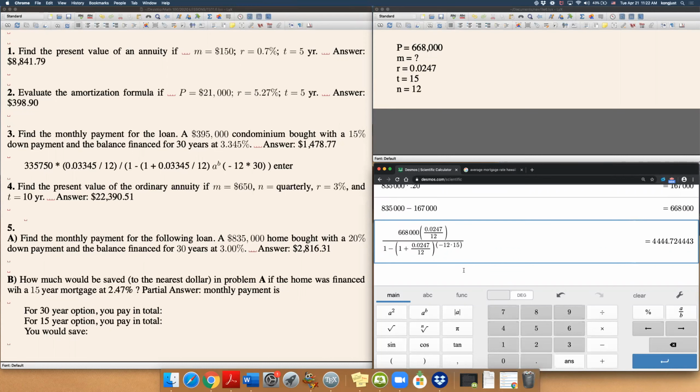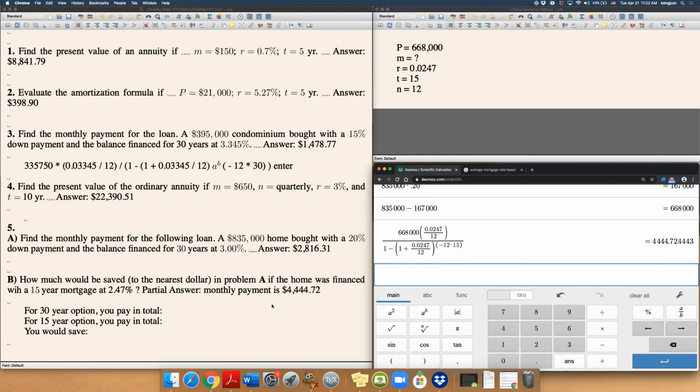Did you guys get this? Yes. Okay, sweet. 4,444.72. Okay, sounds kind of bad, right? I mean, yeah, it is a lot for a monthly payment, and this is a really expensive house, but let's see what happens though.